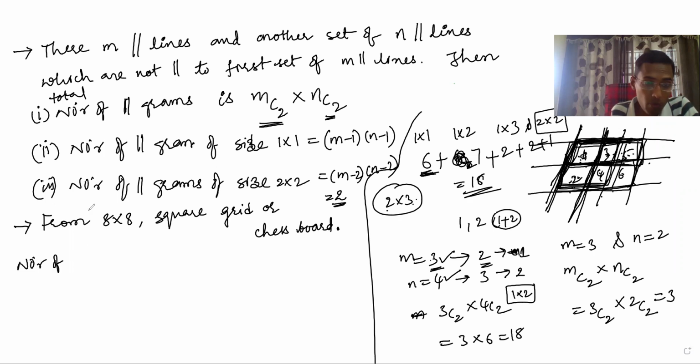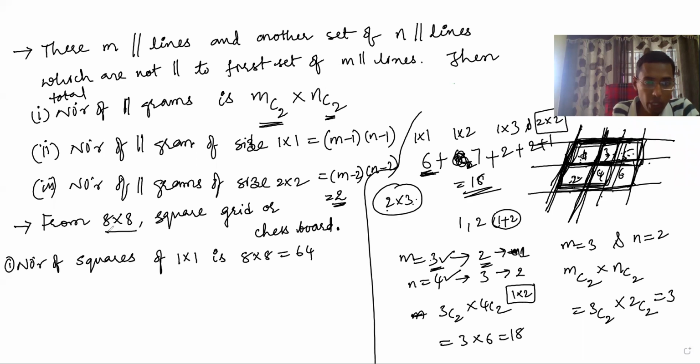number of squares. How many squares do we have? Number of squares of 1 by 1. So your question is, number of squares of 1 by 1 is how much? How many squares of 1 by 1 will be there? 8 into 8, 64. Yeah, 64. That's good.